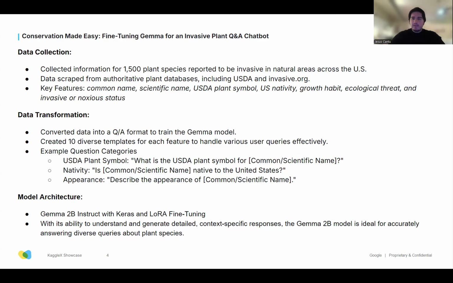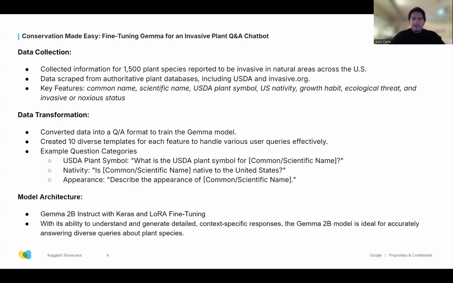The data was transformed into QA format to train the Gemma model. I tried to create 10 diverse templates for each feature to handle different ways of querying that information. Example question categories include: what is the USDA plant symbol for a specific common name or scientific name; nativity, is this plant native to the United States; and describe its appearance, so what does the plant look like?